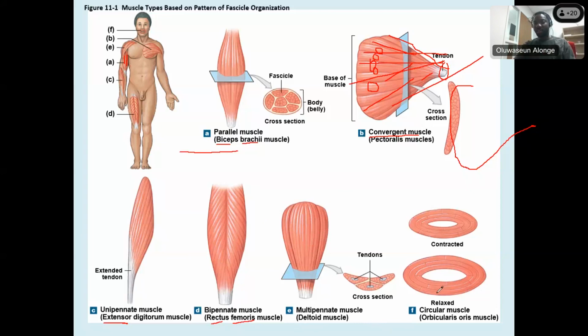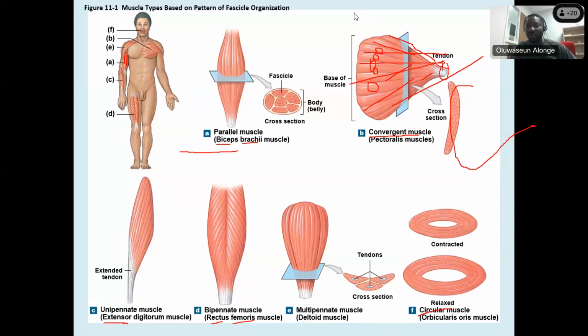Then the last category are the circular muscles. The circular muscles are the muscles that are circular, and I've told you about 2 of them. We have the orbicularis oris, which is the muscle of the mouth. Then we have the orbicularis oculi, the muscle of the eye. The word orbicularis is from the word orbit. And you know, orbit is circular. So orbicularis is simply generated from the word orbit.